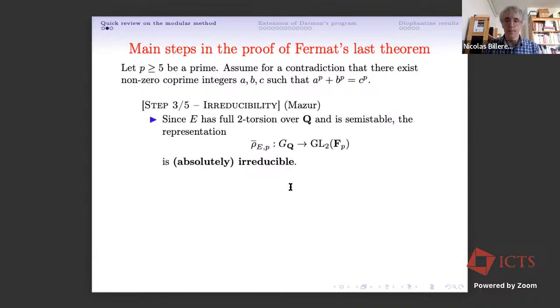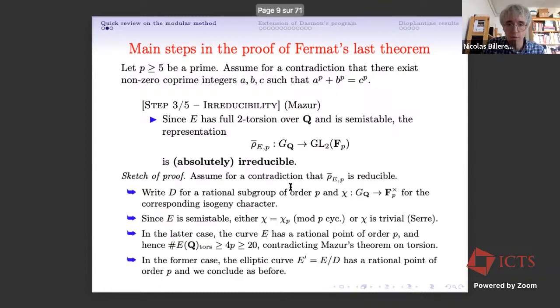Okay. Now the third step is the irreducibility step, and it follows from a result of Mazur from the 70s. I will go into more details in a few minutes. It says that if you look at this representation, rho bar E,P, the representation giving the action of the Galois group on the set of P-torsion on E, it's absolutely irreducible.